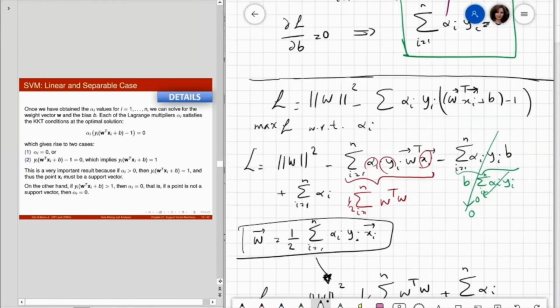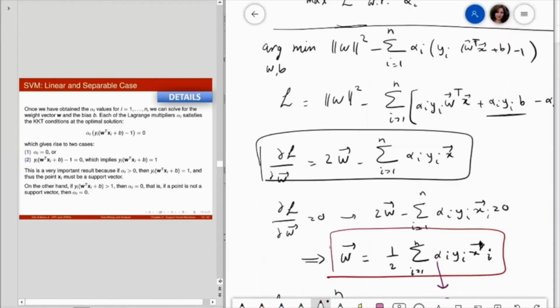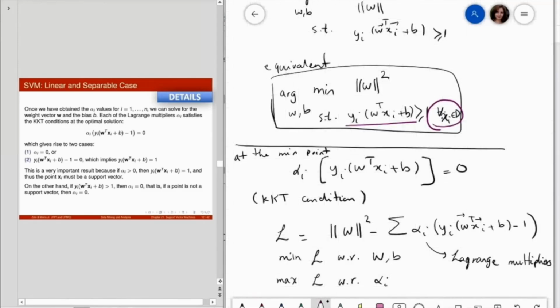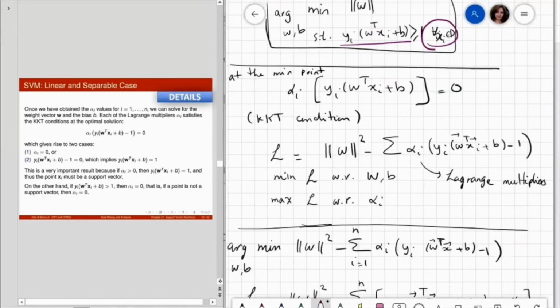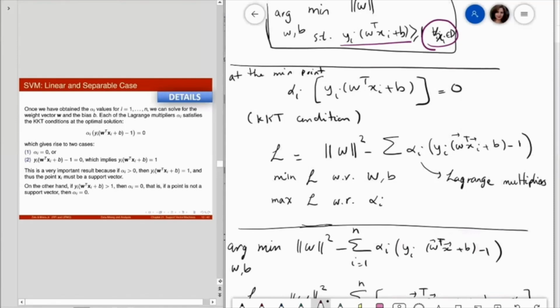Let's go back to where we introduced the Lagrangian multipliers. You remember that we had this KKT condition when we were introducing that. And this was, oh, actually it has a -1 here.